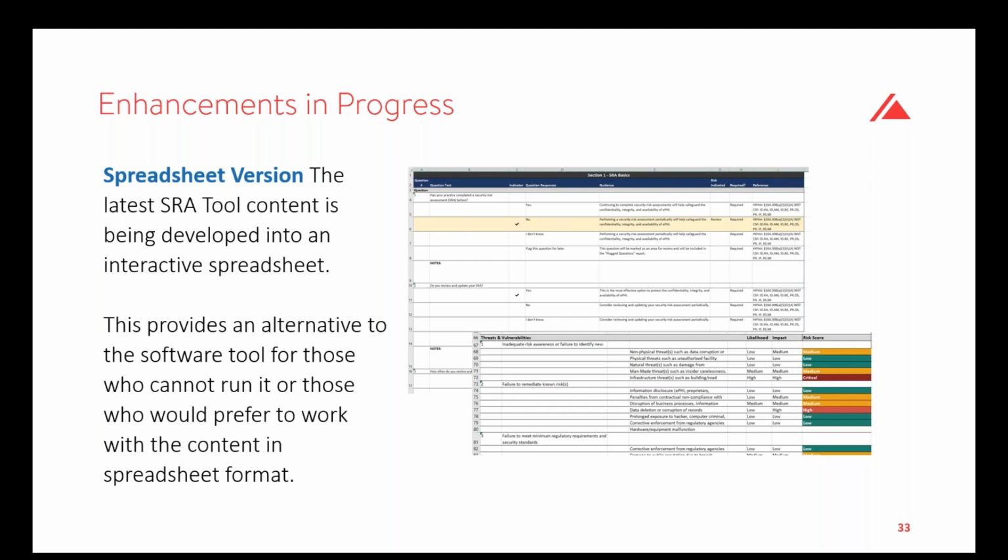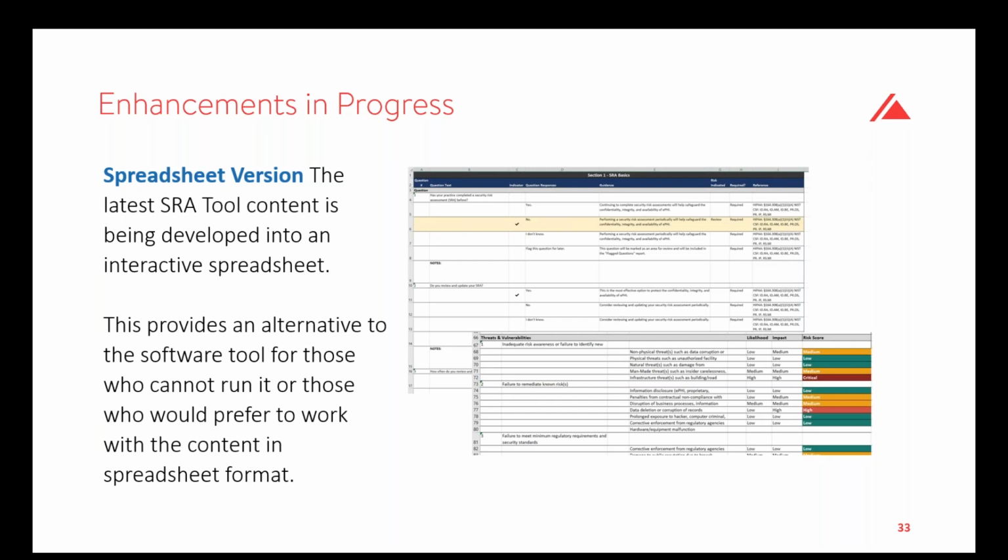So the first new feature that I'd like to talk about is the spreadsheet version. We've received requests to provide paper or PDF copies of the SRA Tool's content since we launched version 3 back in 2019. Now we've had some printable files available since SRA Tool version 2, but we know it's time for an upgrade. We're now aiming to launch an interactive spreadsheet version of the SRA Tool's content.